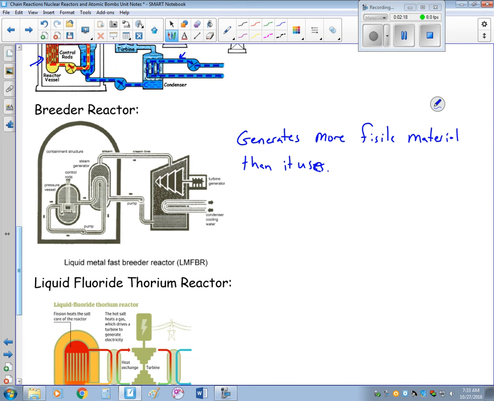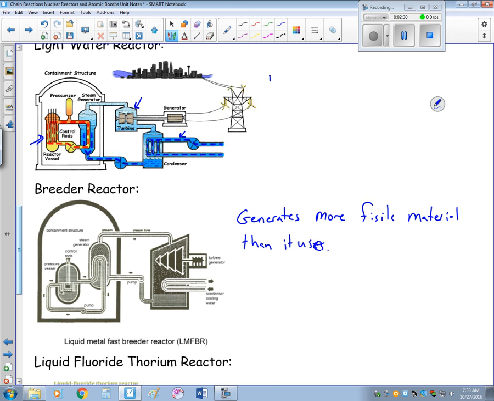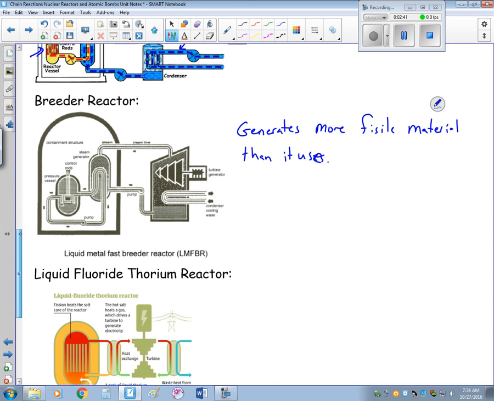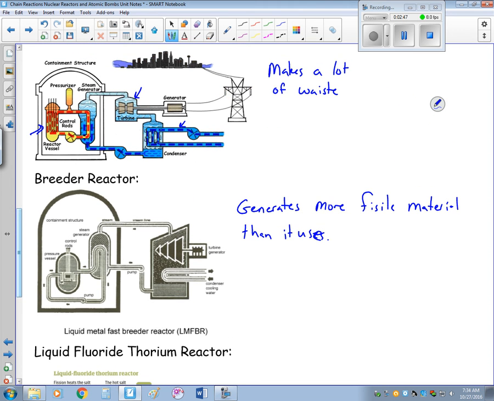So the breeder reactor is a very cool design in that it produces very, very little waste. The light water reactor makes a lot of waste, but the breeder reactor's waste is fuel. It's important to realize, though, that there are some scientists now who are starting to try to make nuclear power plant designs that use the waste from the light water reactor, so that even that nuclear waste can be used to make electricity.